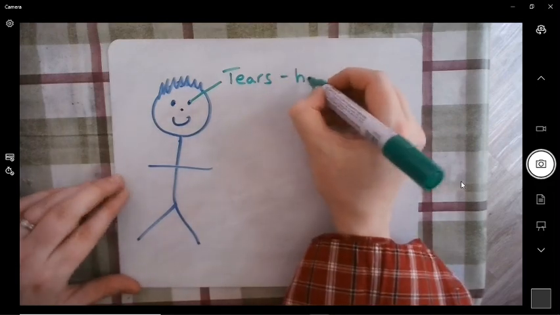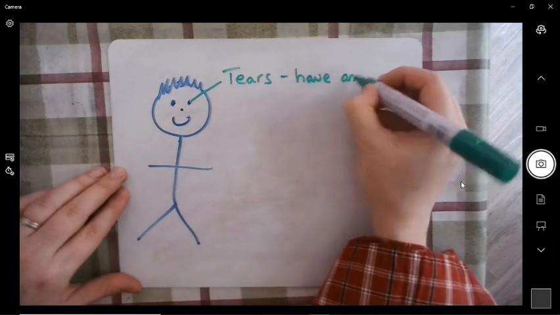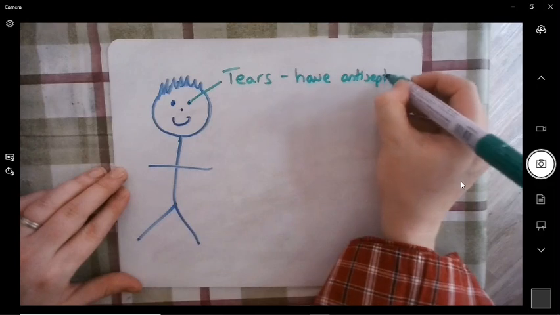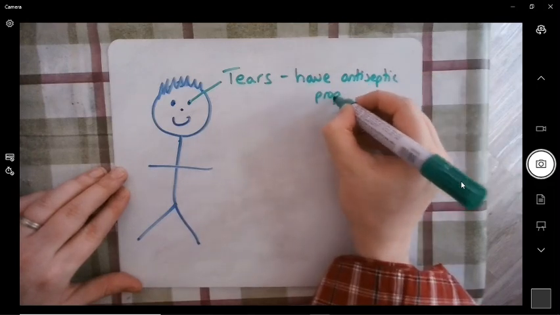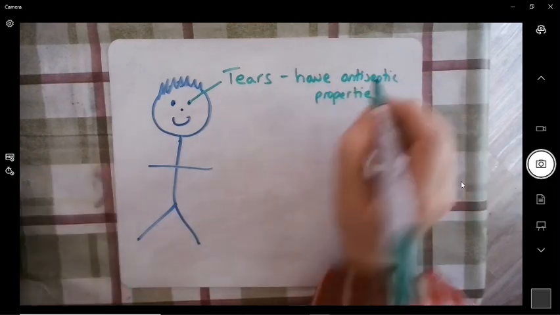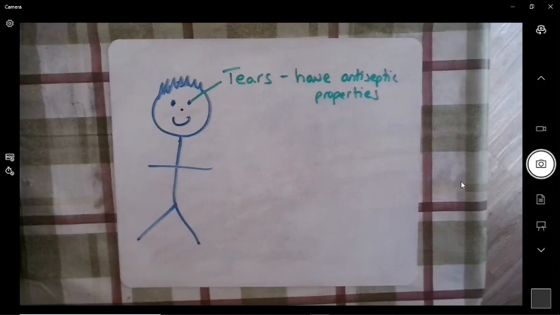Tears actually have antiseptic properties. They contain enzymes that can digest pathogens. And that hopefully will prevent pathogens entering your eyeballs and getting into your blood and your body that way.